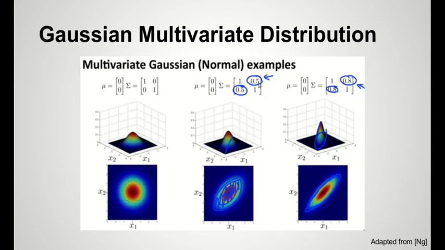So when we use the multivariate distribution, we are also taking into account how correlated the sample is. And when we use the original Gaussian distribution, we assume that they are independent.